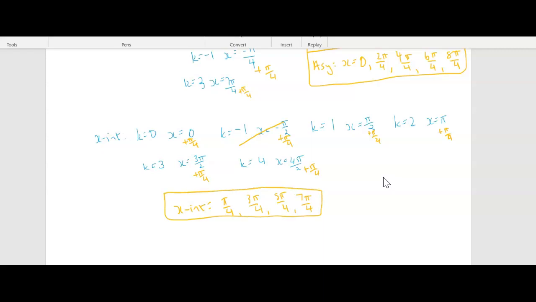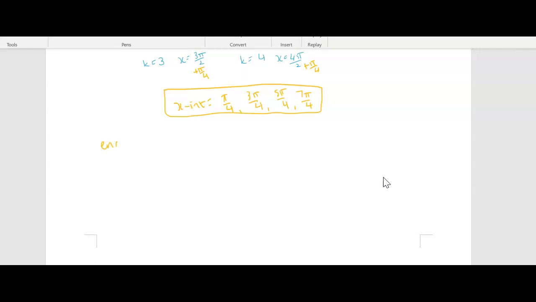All right, and then let's do our endpoints. When x equals 0, we're going to substitute x equals 0 into our equation. So y equals 2 tan of 0 minus pi on 4, and for x equals 2 pi, y equals 2 tan of 2 pi minus pi on 4. So that is equal to negative 2 tan pi on 4. I think that's fine.